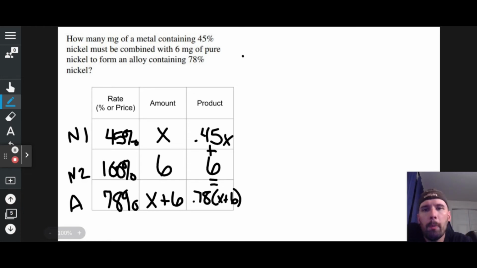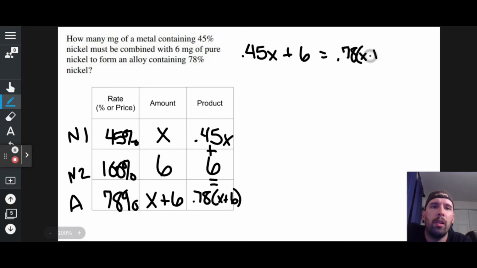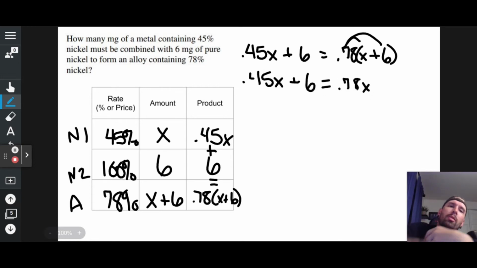So 0.45x plus 100% of 6, which is 6, equals 0.78 times the quantity x plus 6. First thing I should do is distribute on the right side. So the left side has not changed, not yet. 0.78x, and 0.78 times 6. The answer is 4.68.